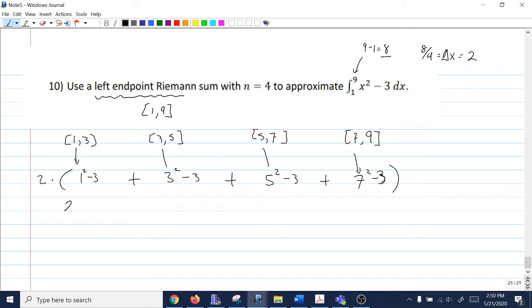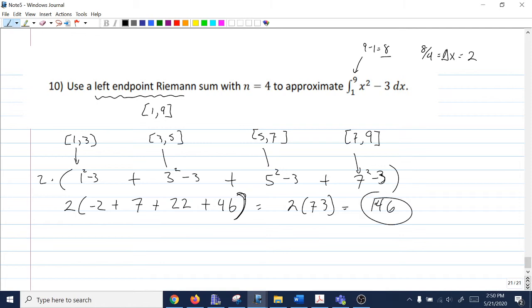What's 1 squared minus 3? It's negative 2. 9 minus 3 is 7. 25 minus 3 is 22. 49 minus 3 is 46. Add these up. I got 20, 27, 67. I think I'm getting 73. 2 times 73 is 146. There's my left endpoint Riemann sum.